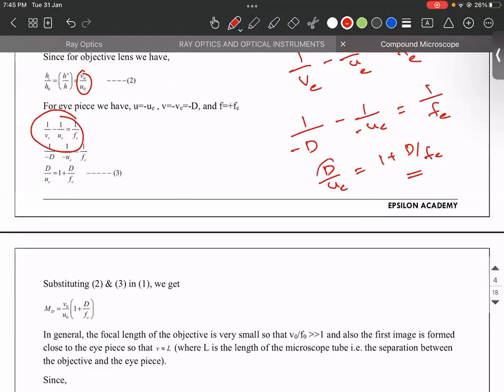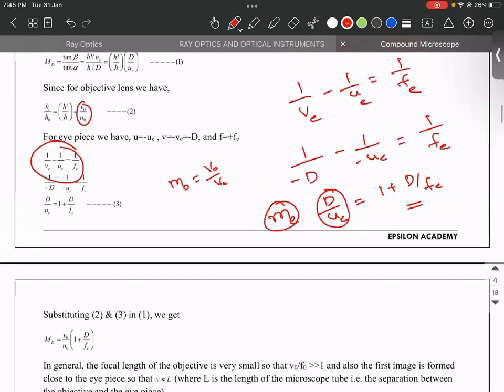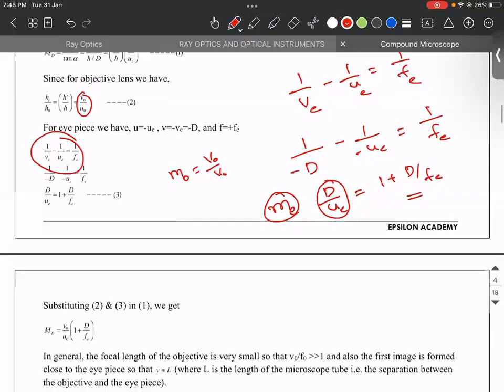This D divided by U_E is the magnification produced due to the eyepiece. The magnification produced due to the objective will be V_o by U_o. So V_o by U_o will be beta by alpha.